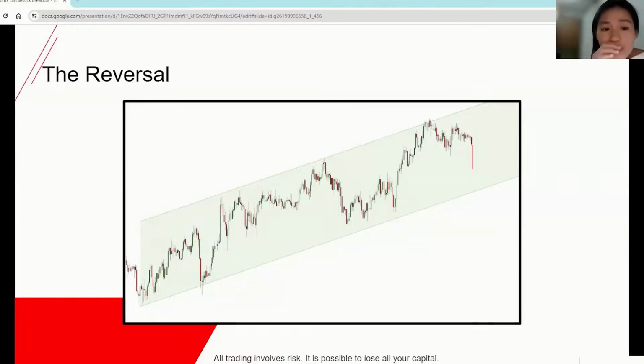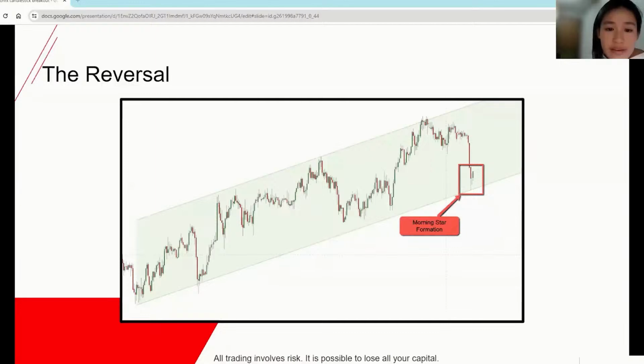So firstly, we have the reversal. Here we have price moving within an ascending trend channel. Here we have a morning star formation. We'll go through a little bit in detail about this formation. But basically, this is a reversal formation, and you can see it's also kind of testing that bottom part of the ascending trend channel. So we're expecting prices to bounce off of that channel and hit towards the upper part of the ascending trend channel.